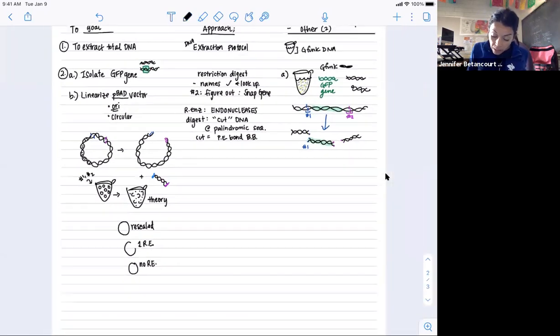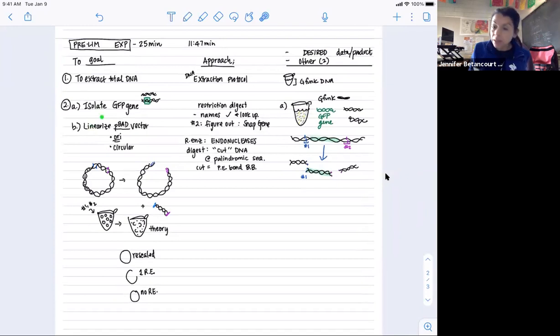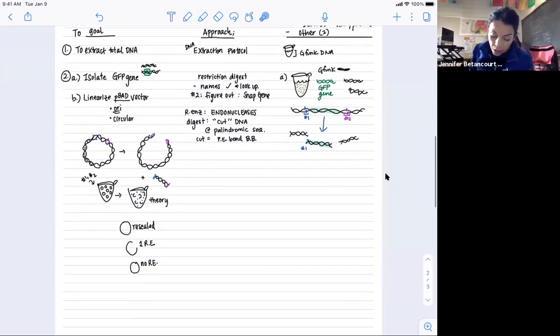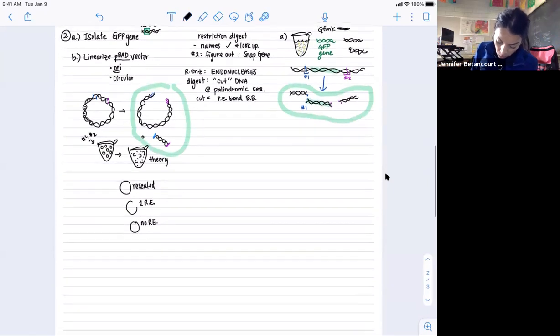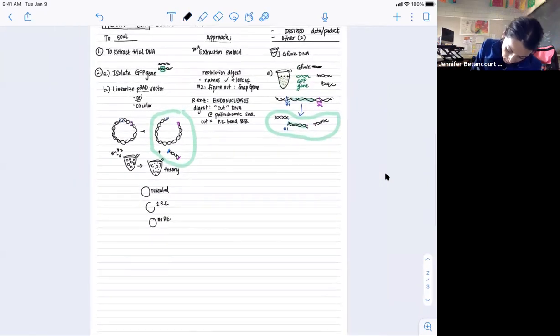Okay, but the take-home message here is that the two main steps that need to be done are isolating the GFP gene, creating those sticky overhangs, and creating those same complementary sticky overhangs by linearizing some sort of vector. In this case, we're using a plasmid vector. So now that we have that in theory, this is what we want. Recall that there's other things that are possible.